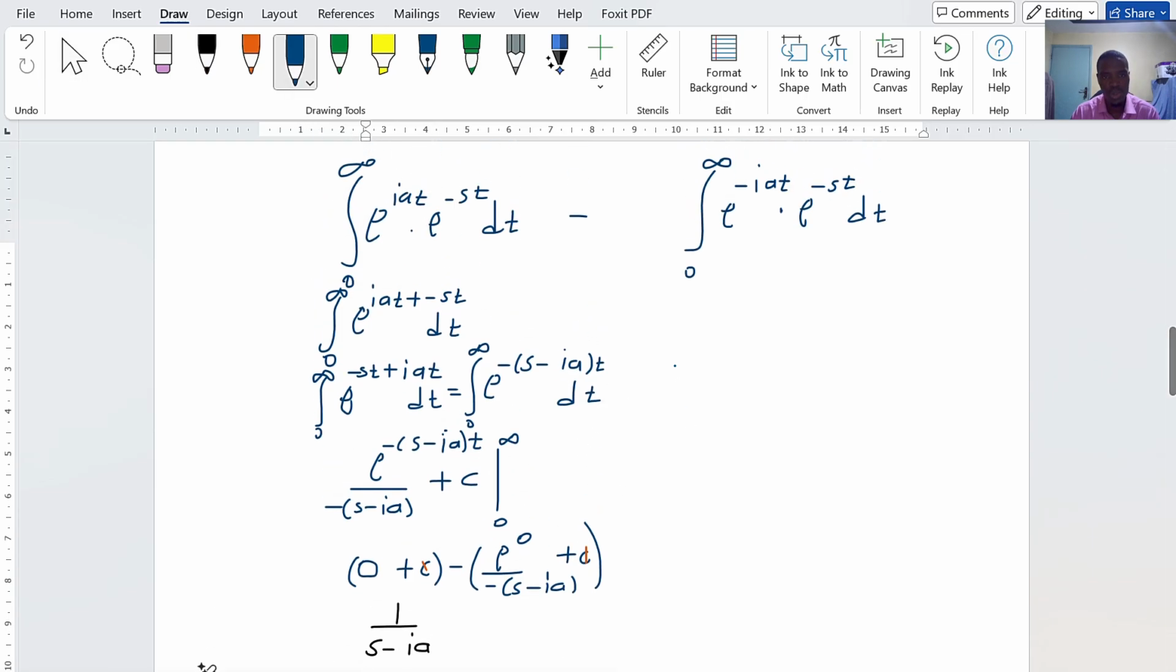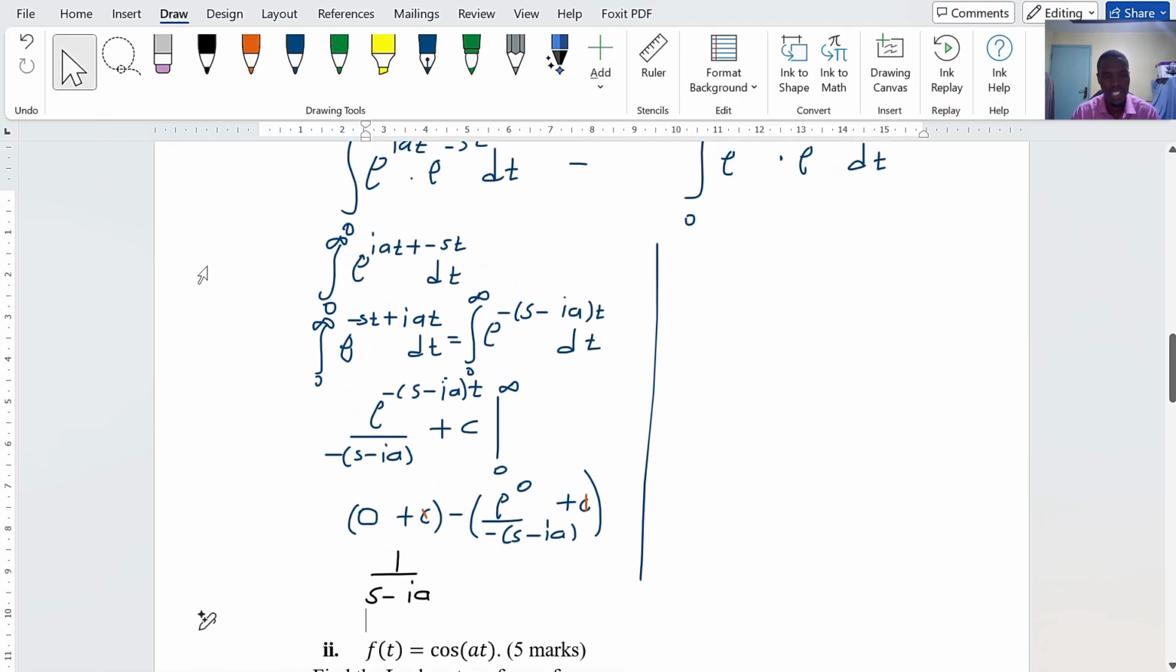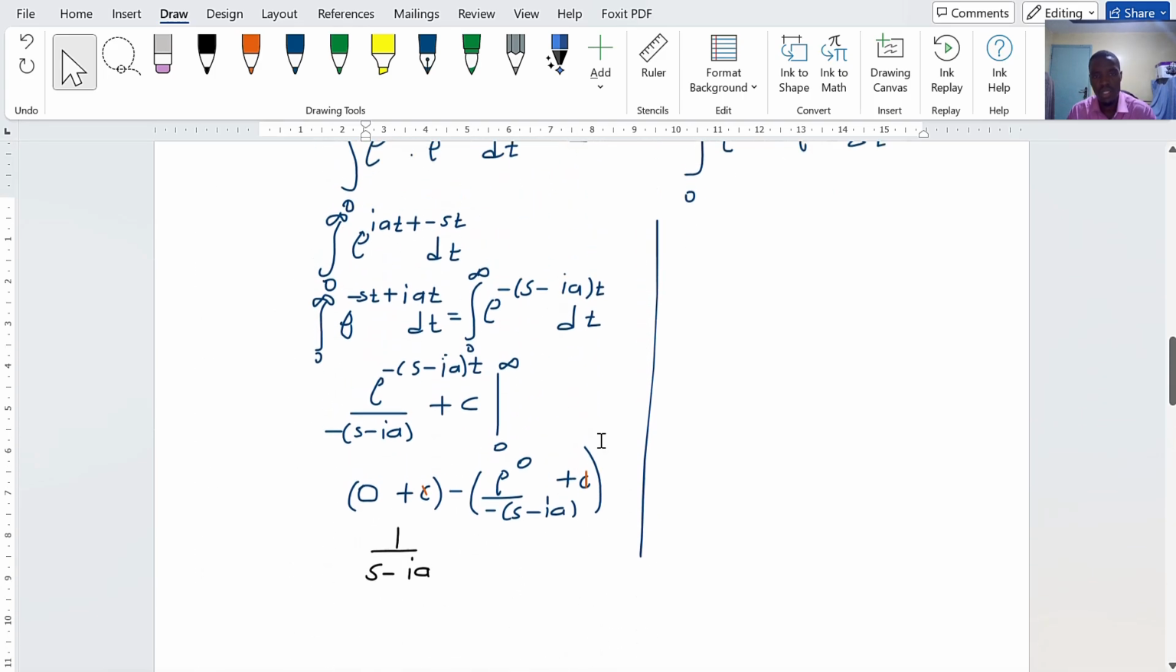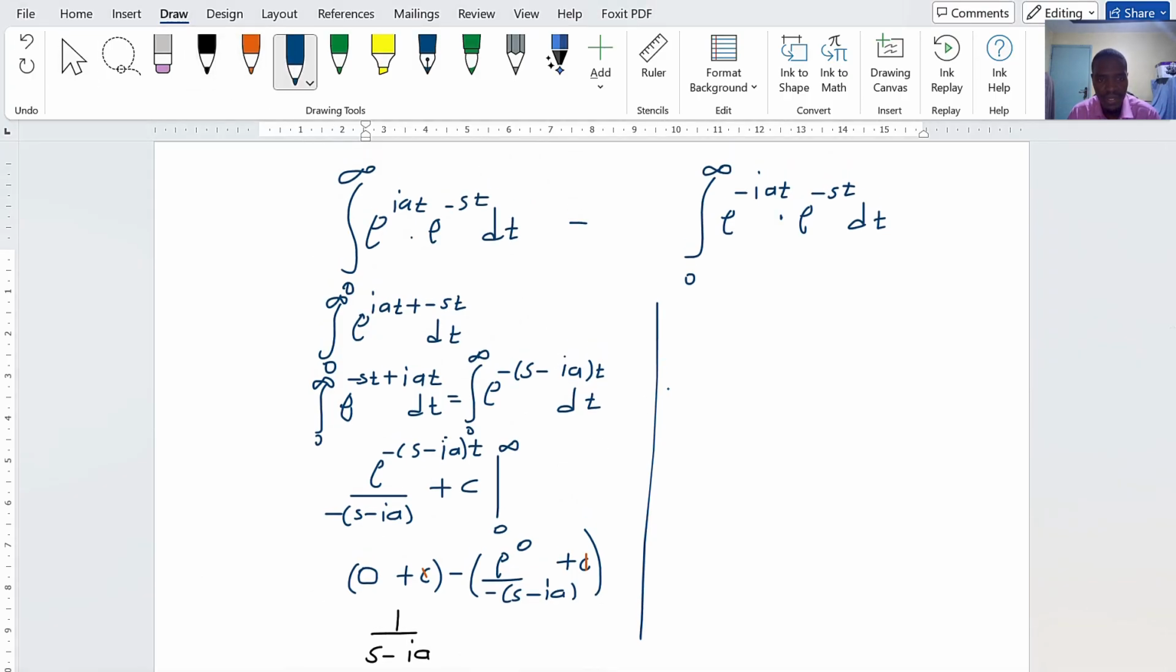Of course, we can predict the other one if you don't want to go through the whole process. So what will be the other one if you predict? I think we just move that. So we can predict the other one anyway. This one was for positive. For the negative, it will be a plus. If you work this out, you will expect to get 1 over s plus ia. When you work this out, the Laplace transform will be the same as this.